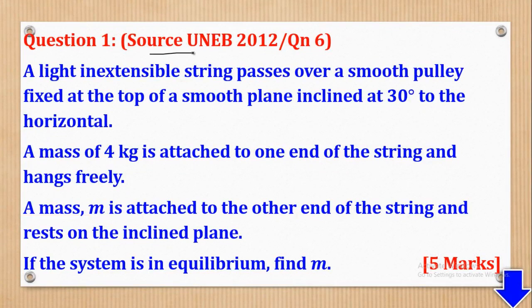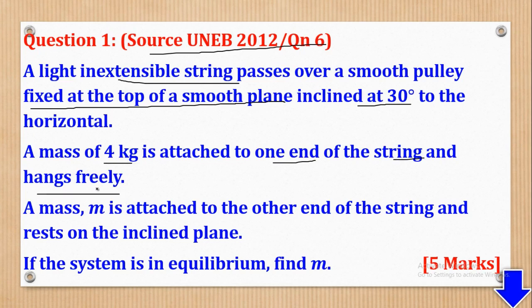Question 1 came from UNEB 2012 paper 2 question 6, and it says a light inextensible string passes over a smooth pulley fixed at the top of a smooth plane inclined at 30 degrees to the horizontal. A mass of 4 kilograms is attached to one end of the string and hangs freely. Note that word, hangs freely. A mass M is attached to the other end of the string and rests on the inclined plane. If the system is in equilibrium, note that word, equilibrium, find M.